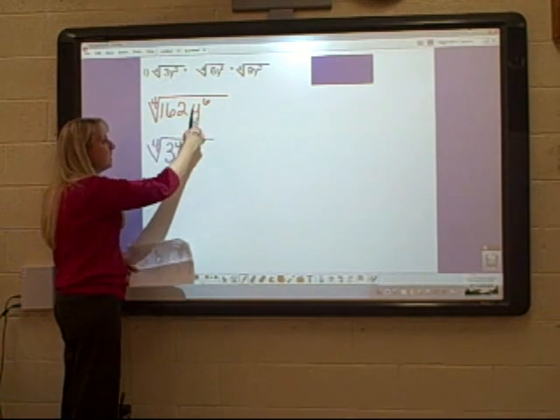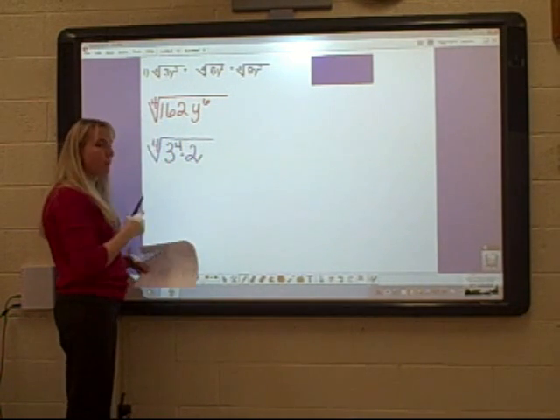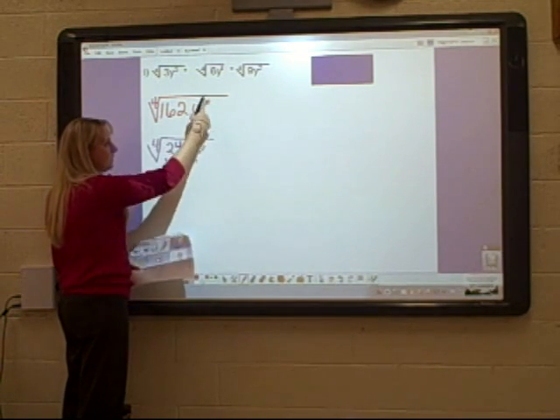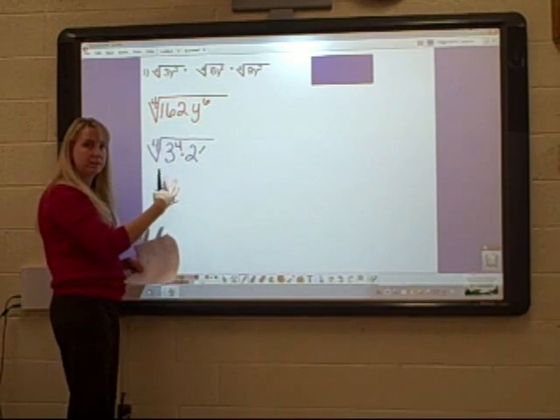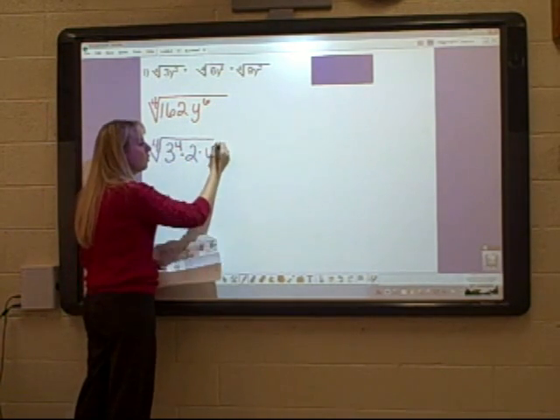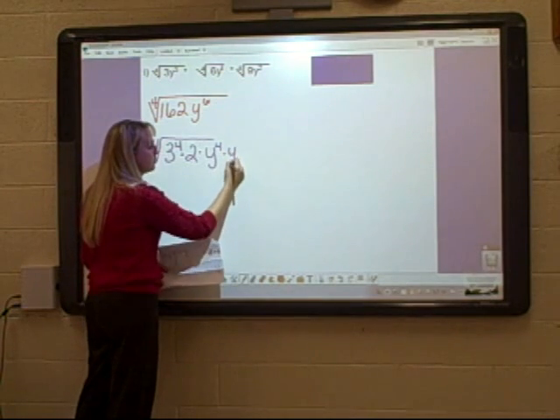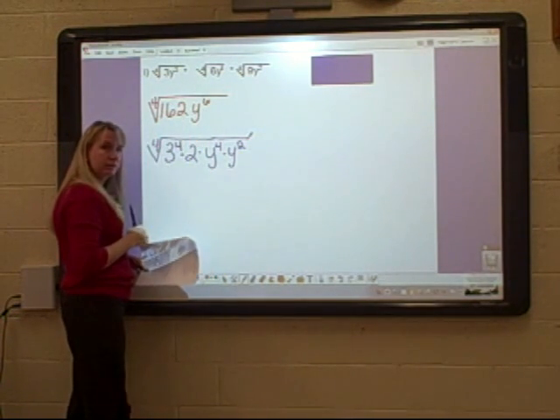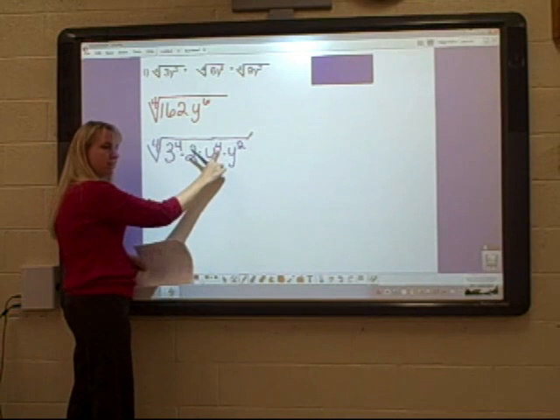And then y to the 6th, is 6 divisible by 4? No. So I've got to think about how do I write y to the 6th so that I can get some y's to come on the outside. Well, y to the 4th times a y squared gets us back up to that y to the 6th, but I have an exponent I can work with.